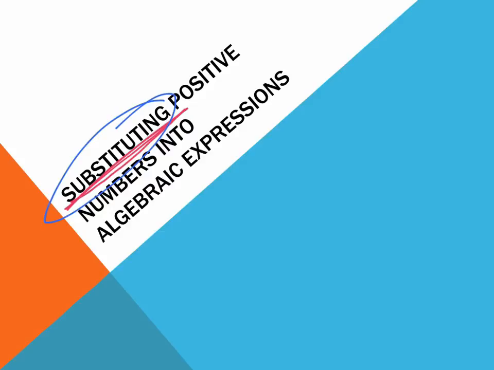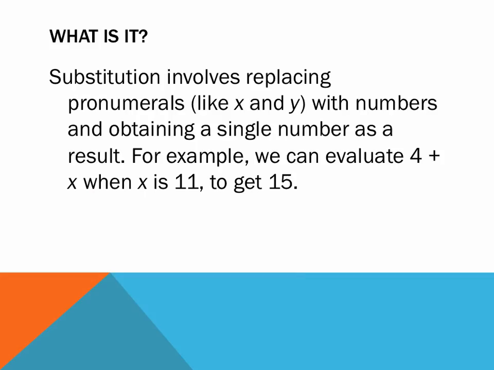So like when you're watching sport, for example, when Caleb's playing basketball, they'll call out subs, ref, subs, and other people will replace people who were already on the court. Today we're going to be replacing our pronumerals with actual numbers. So substitution, like I've just said, involves replacing pronumerals like x or y or whatever we're using with numbers and obtaining a single number as a result.